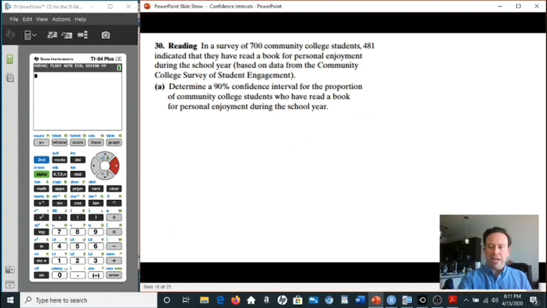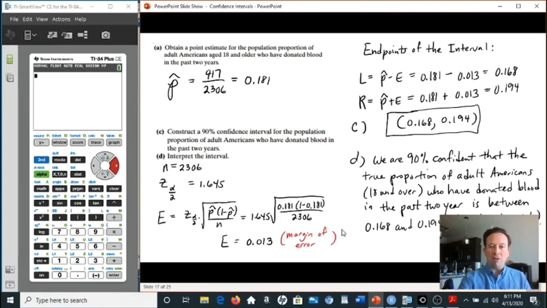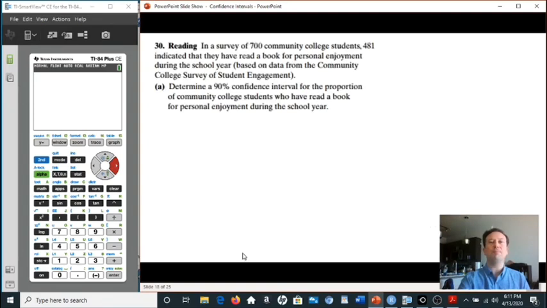Also, make sure you're using your calculator to compute our margin of error here. Make sure you're getting the same value as me. Just make sure you're not making any mistakes with that.